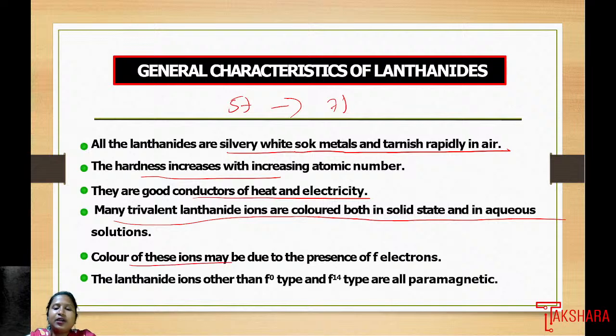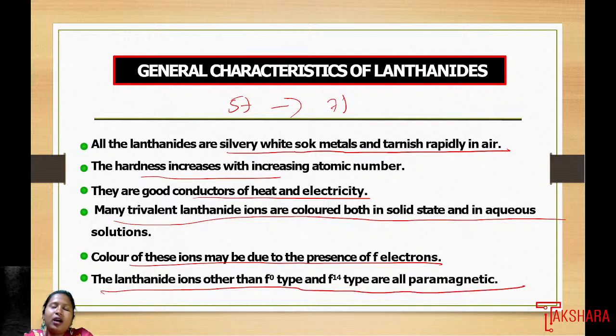Then the color of these ions may be due to the presence of electrons. So why are lanthanides showing the coloring property? Because of the presence of unpaired electrons. Then the lanthanide ions other than F0 type and F14 type are all paramagnetic. F0 type elements or F14 completely filled elements, that is, not filled elements, where no electrons fill the F orbital, we are not considering as paramagnetic because there are no unpaired electrons in them.